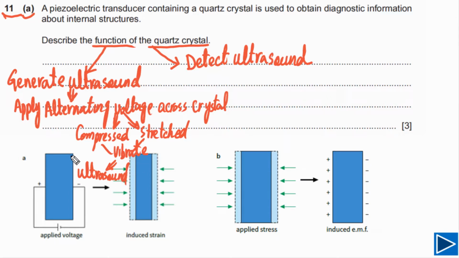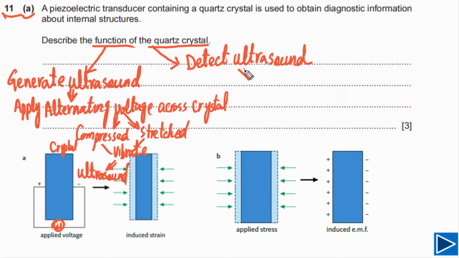You can look at this setup. This is our quartz crystal and we have applied alternating voltage across this. So when we apply voltage across this one, this crystal will vibrate and ultrasound waves will be generated.